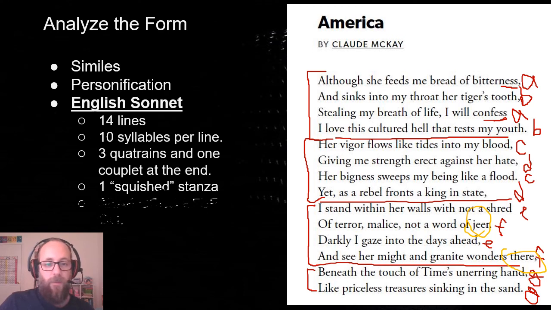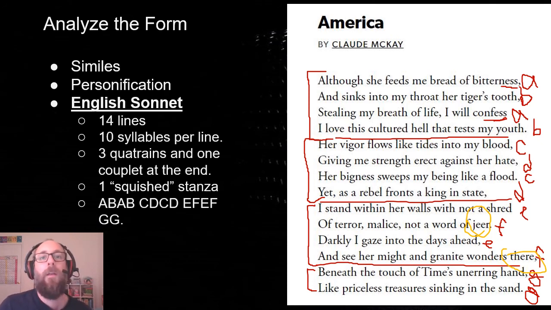This, let me get my eraser. A, B, A, B, C, D, C, D, E, F, E, F, G, G. This is a classical English sonnet. Man, you guys analyzed the form of this thing like crazy. So, you did awesome. I think that's just about it for the day.